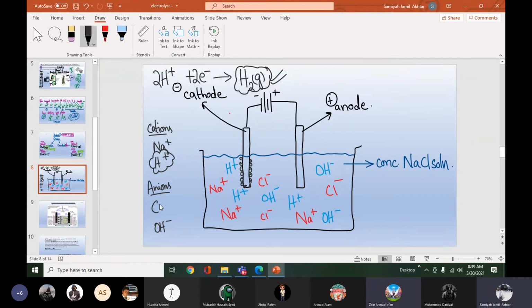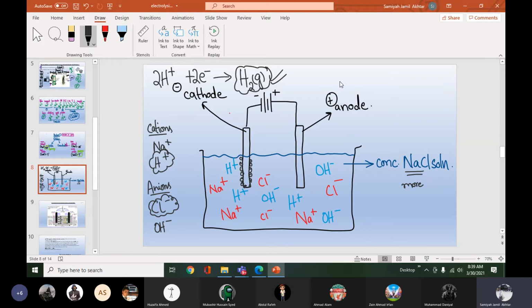It is a concentrated solution, so there will be Cl. Remember that this is a concentrated solution, so the solute will be more. NaCl is more, so chloride ions are more in amount. They are more concentrated, so chloride ions will discharge.